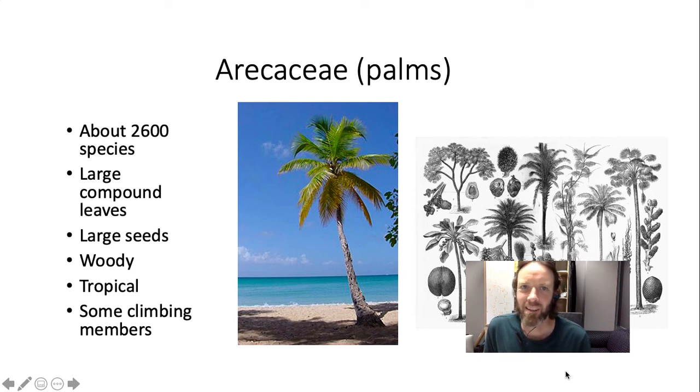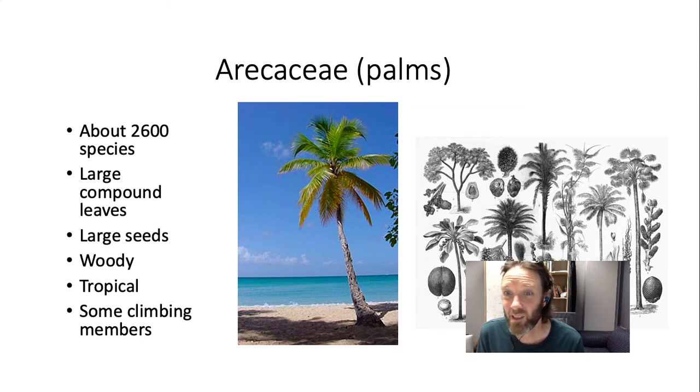So this is the Arecaceae, which is the family of the palms. Everybody already knows what a palm tree is, and so we don't have to dwell on this one too long. But it is a really important ecological group and very interesting from a sort of anatomical perspective. So about 2,600 species across the world. And what I think the cues that everyone already uses to recognize a palm are these large compound leaves.